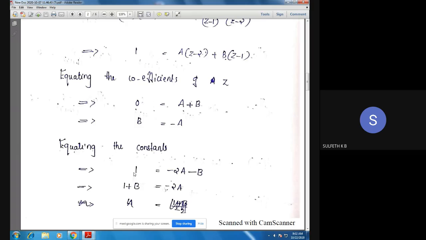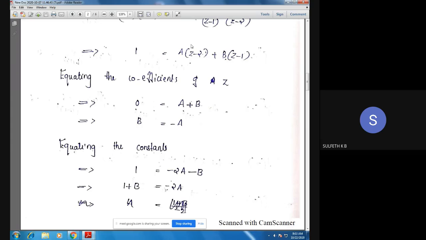Equating the constant terms in this equation. What is the constant term here? In LHS, the constant term is 1, right? Yes. Constant term is 1. On both sides, we have to equate the constant terms. Therefore, in RHS, the constant term is 1, right?